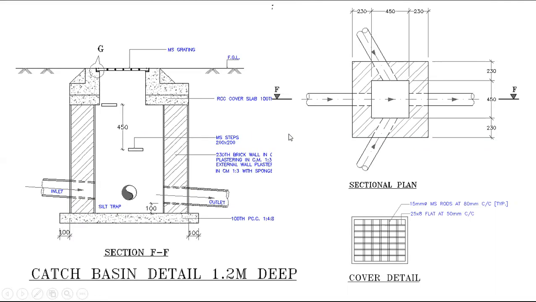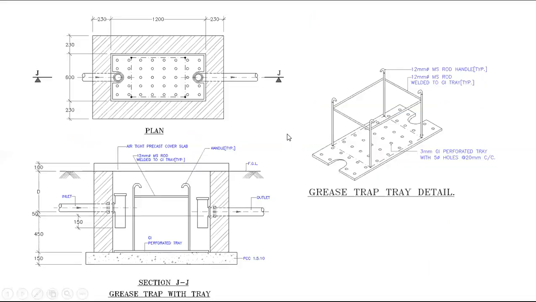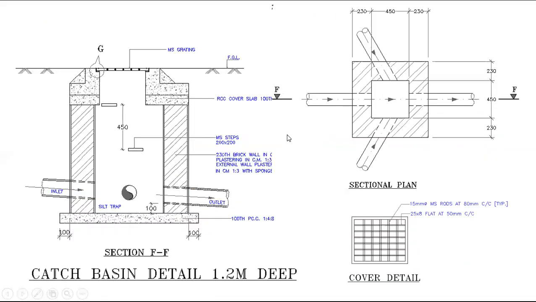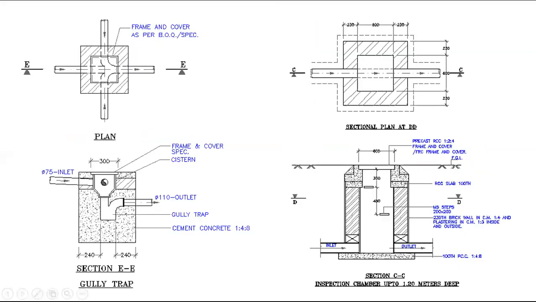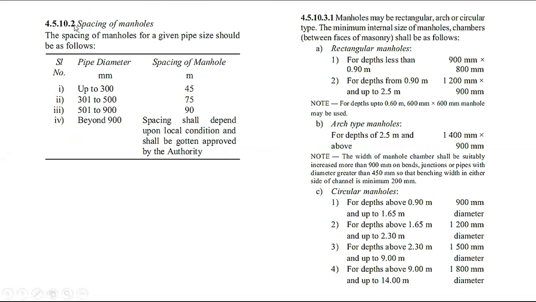These are the types of pits, manholes and inspection chambers we are using in our plumbing system. For the standard, if you go to the NBC, clause 4.5.10.2 covers placing of a manhole, and 4.5.10.3.1 covers the size of the manhole. This also you can refer to in our NBC. If you have any doubt, you can ask.